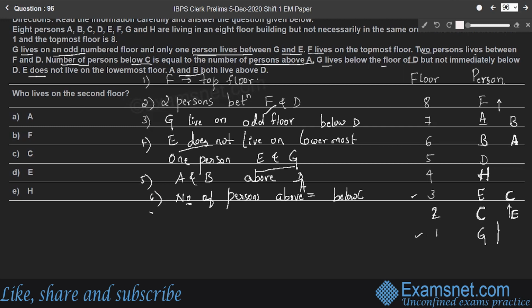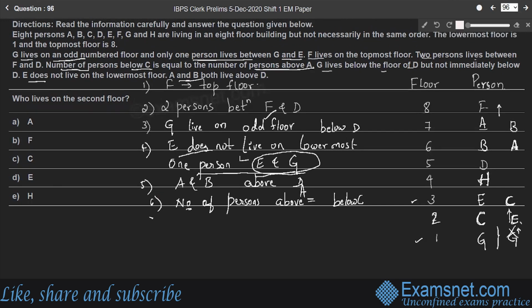But there is 1 person between G and E, right? So 1 person between E and G. So here, according to 4th point, 1 person between E and G, this condition will not get satisfied. Therefore, A cannot live on the 6th floor, right? Therefore, A's floor will be 7th floor. B will be on the 6th floor, right? So the question is here, who lives on the 2nd floor? So C. Therefore, option C is the right answer.